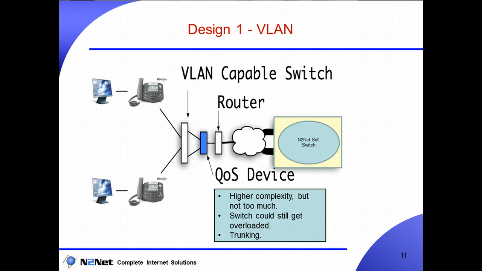VLAN is the most recommended and reliable way to deliver voice over broadband. And a virtual LAN is exactly that. You separate out via IP on the LAN with VLAN capable switching, a separate network for the voice than what you would with the data. It's a little bit higher complexity, but not too much. Your switch still could potentially get overloaded, but VLAN is the recommended way to architect a LAN when you're delivering voice over broadband.